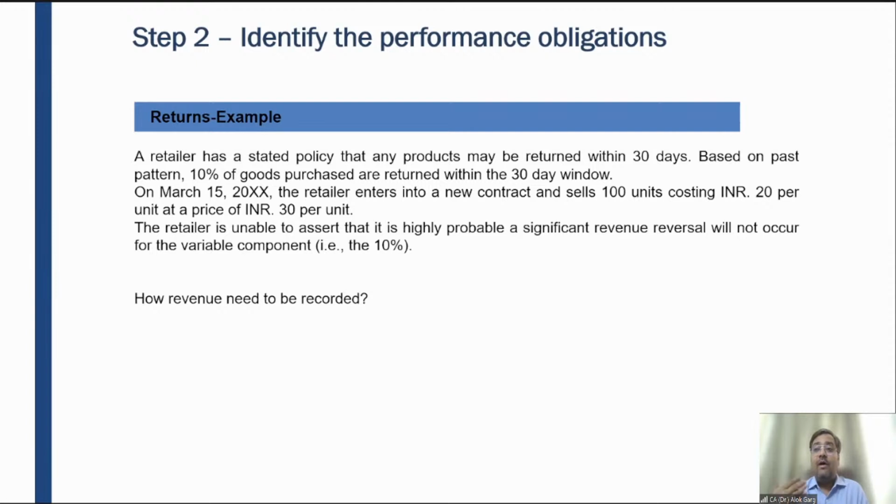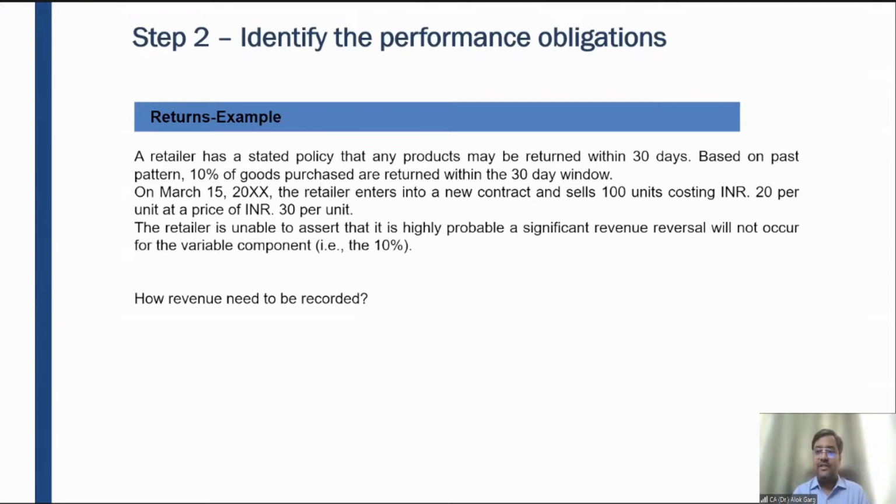If these two were separate performance obligations, then of course Amazon would recognize the revenue when it delivers the goods, right? But these two are not separate performance obligations. These two are a single performance obligation, and hence Amazon will recognize the revenue only to the extent it is expecting that the return will not be there. Clear? So let's understand this example.